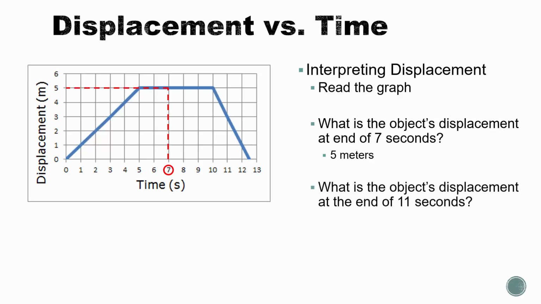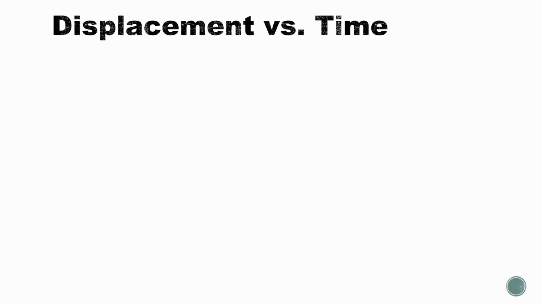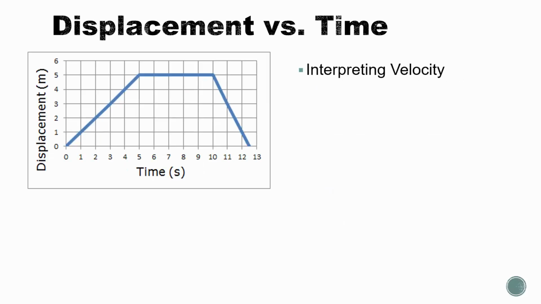What's the object's displacement at the end of 11 seconds? Same thing. What we need to be able to do is look at a displacement versus time graph and instead interpret velocity. From a displacement versus time graph, the velocity is the slope.